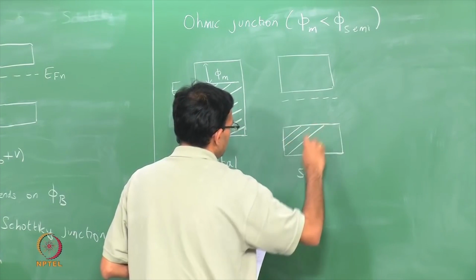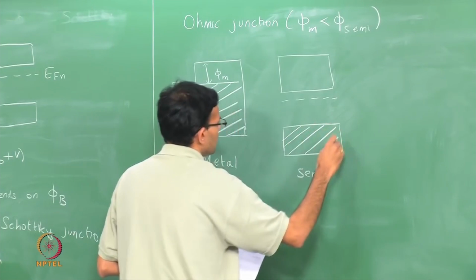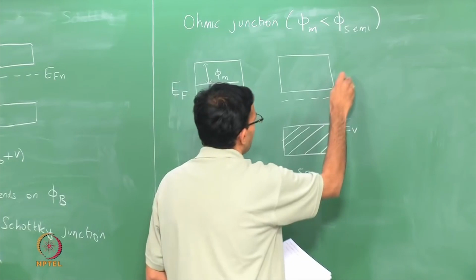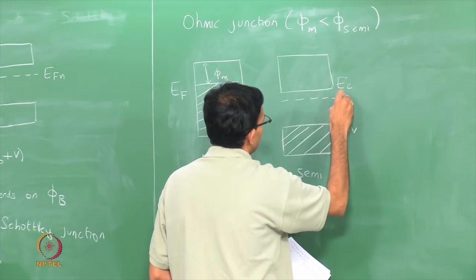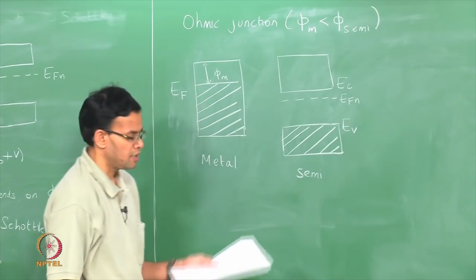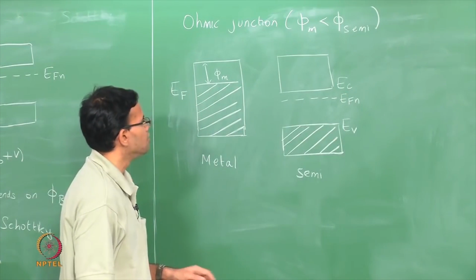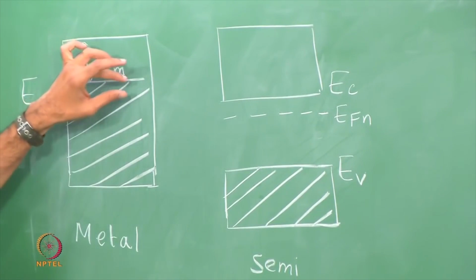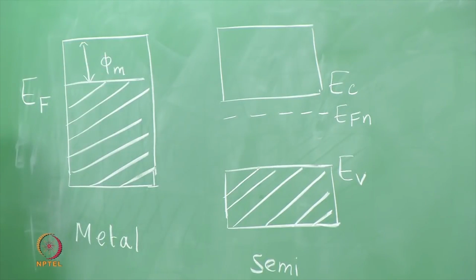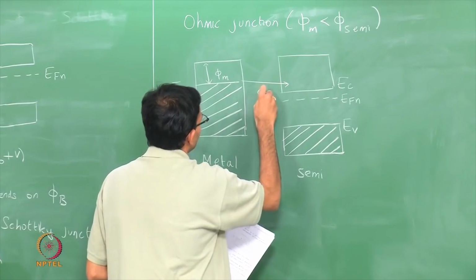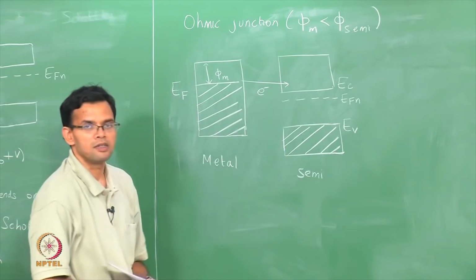So, the valence band, EV is the top of the valence band, EC is the bottom of the conduction band and it is n type. So, EFN is close to the conduction band edge. So, in this case it is the reverse of the Schottky junction. So, we have a large number of electrons in the metal side. These electrons can move to the semiconductor.